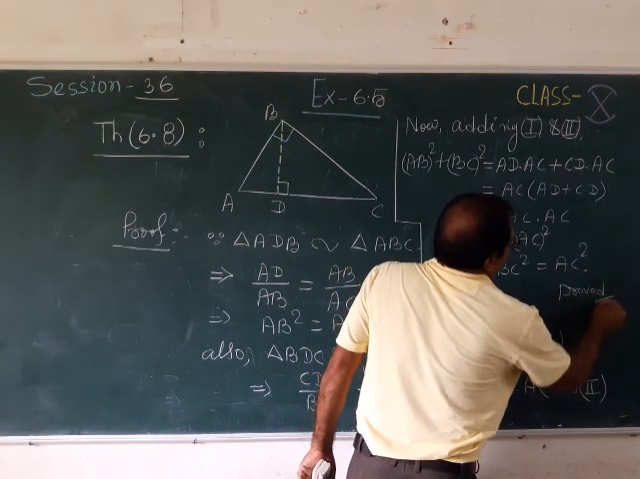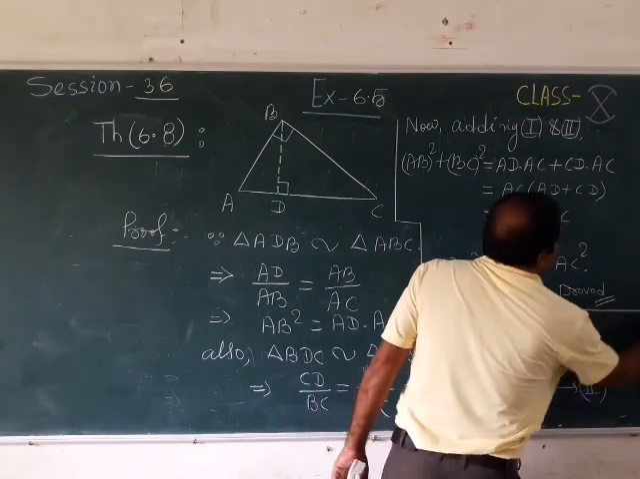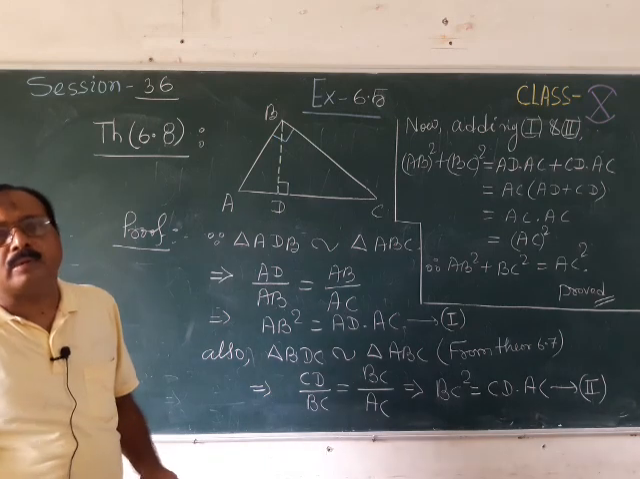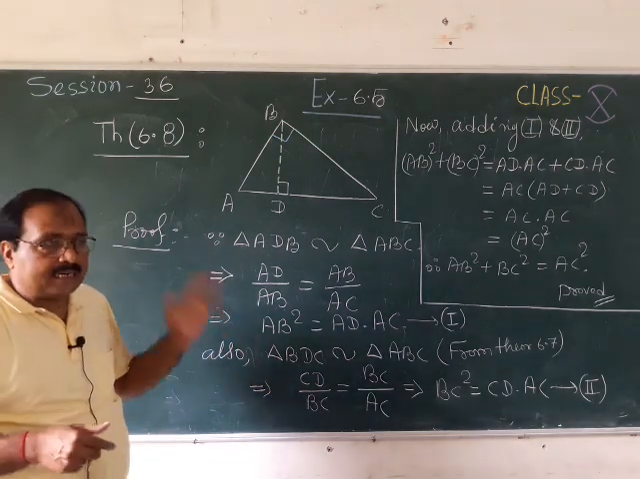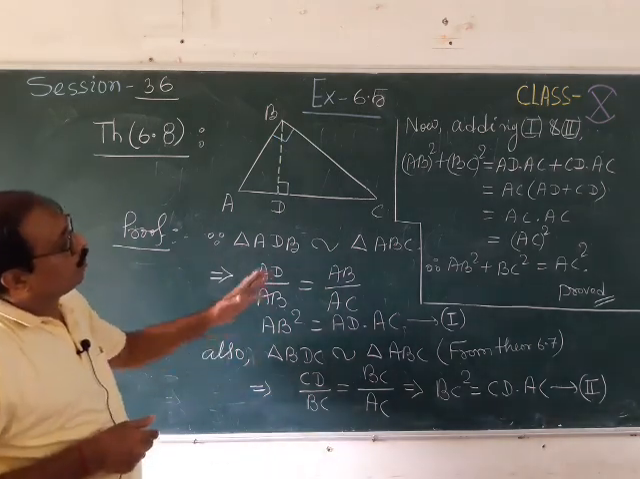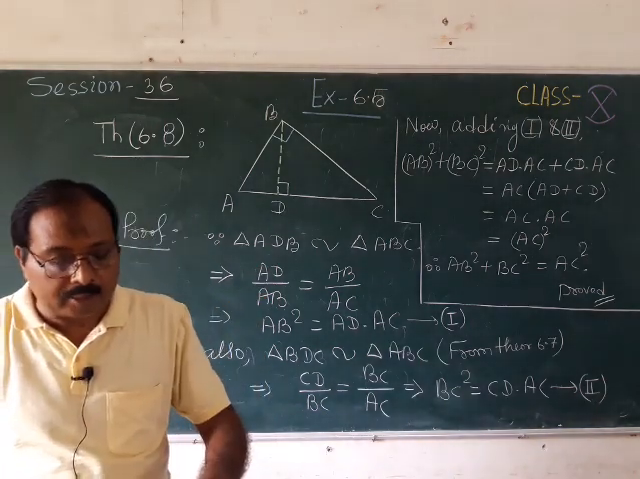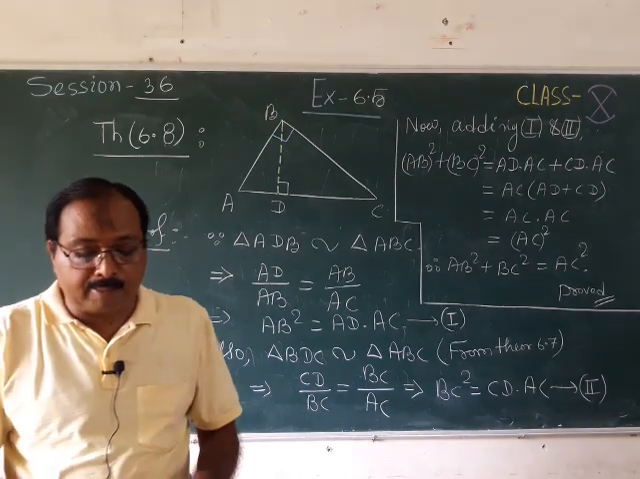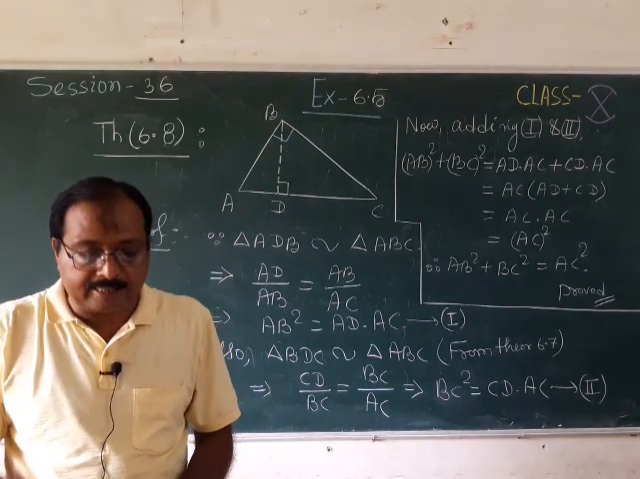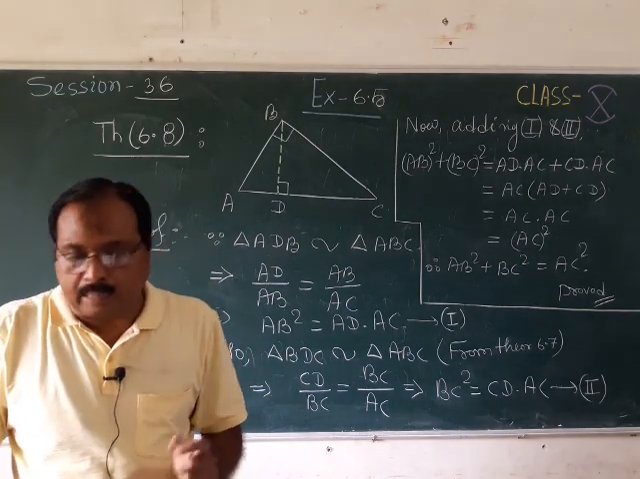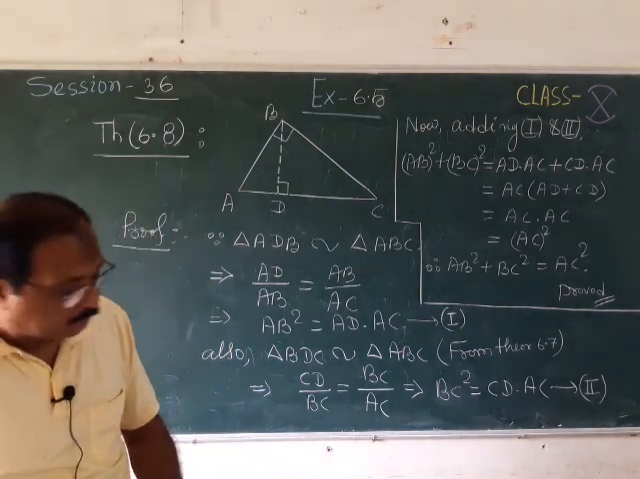This is what we wanted to prove. So this is the proof of the Pythagoras theorem, and this time it is in your syllabus that they have told to prove this theorem. So you have seen how to prove this Pythagoras theorem number 6.8. Just copy down and practice this theorem how I have proved.